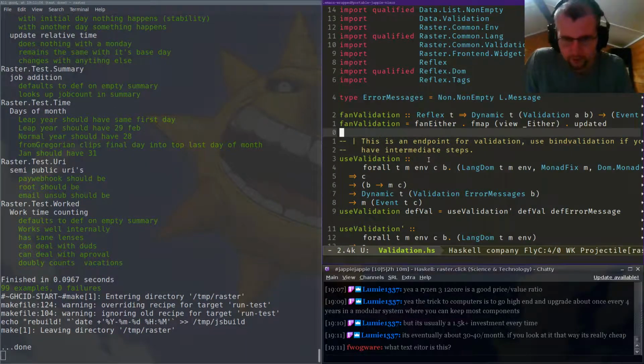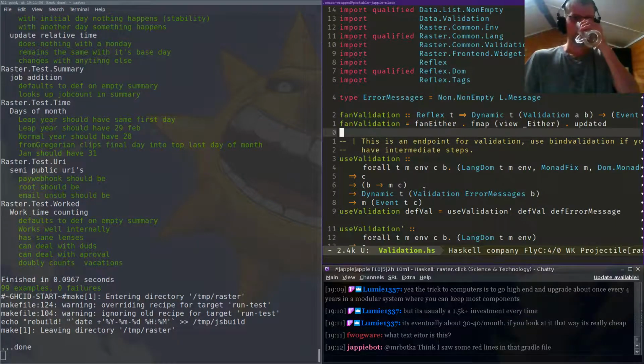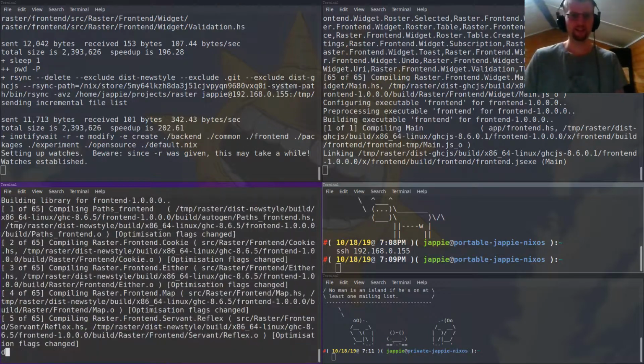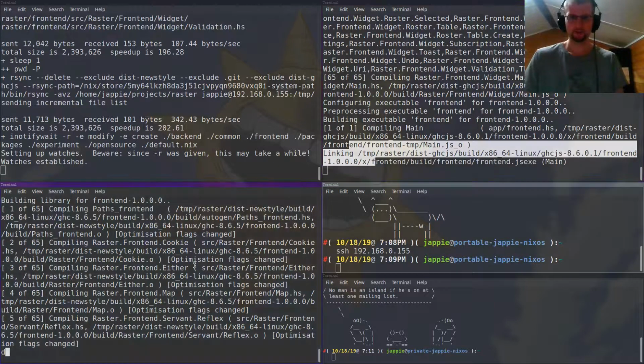Hello, Fogware. How are you doing? I think I saw some red lines in that Gradle file. Really? Which Gradle file? Why am I talking to a bot? Why is the bot talking to another bot? Many questions. Maybe we should kill one. Probably.